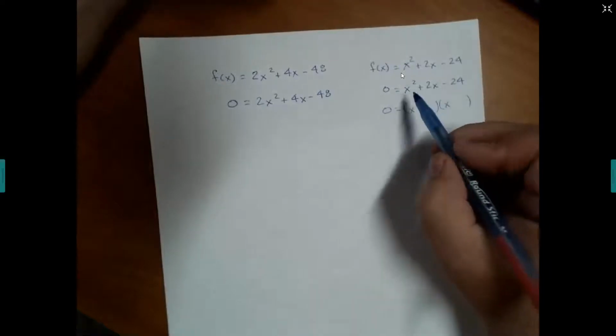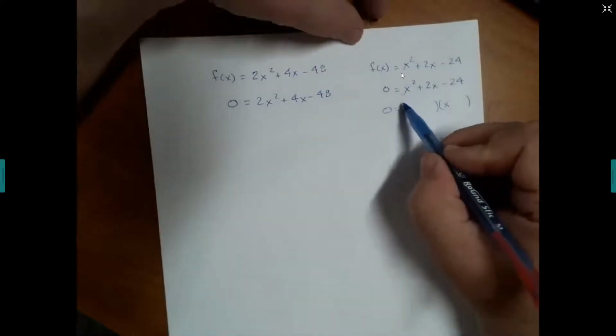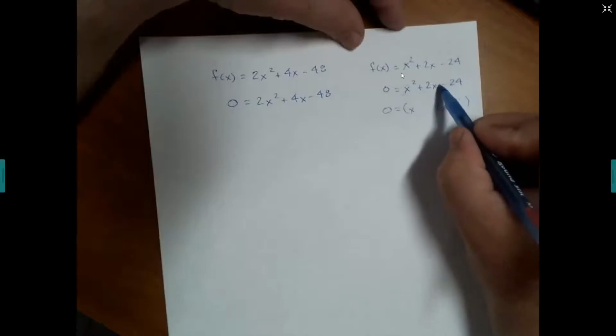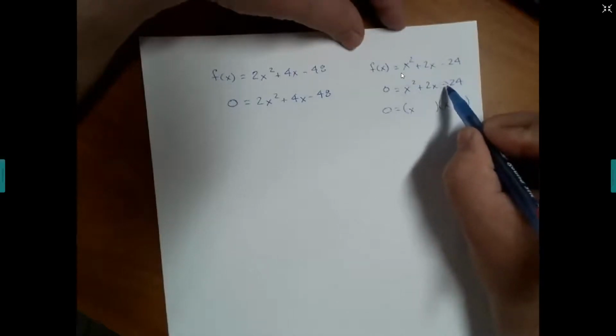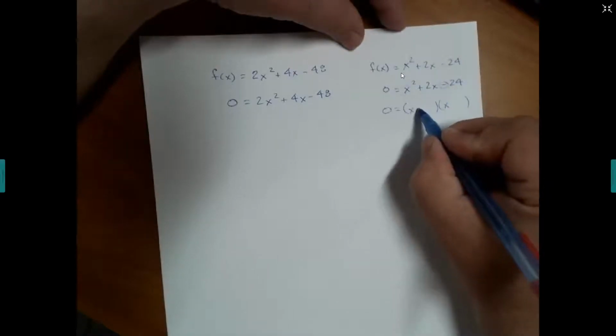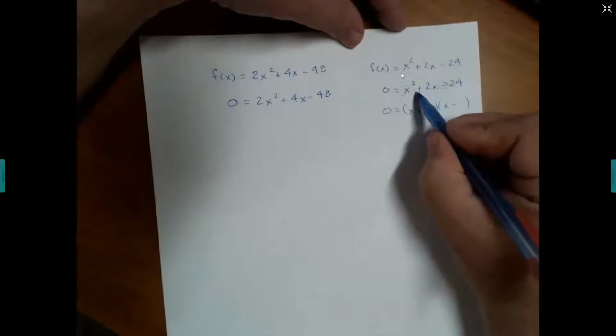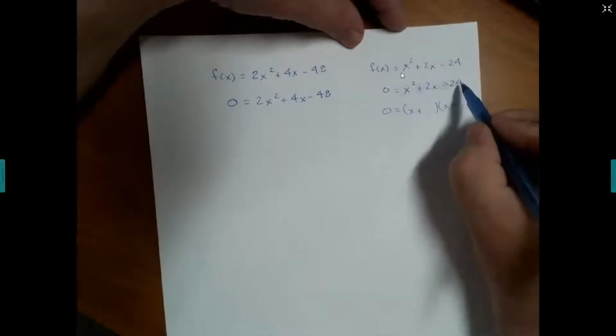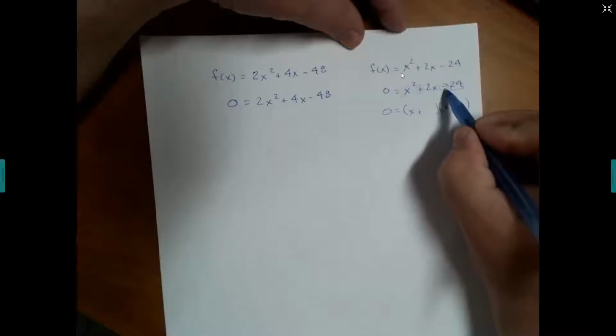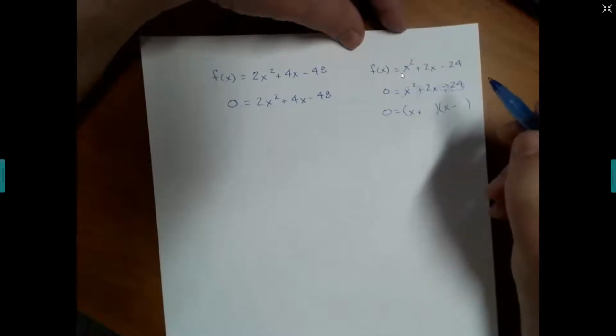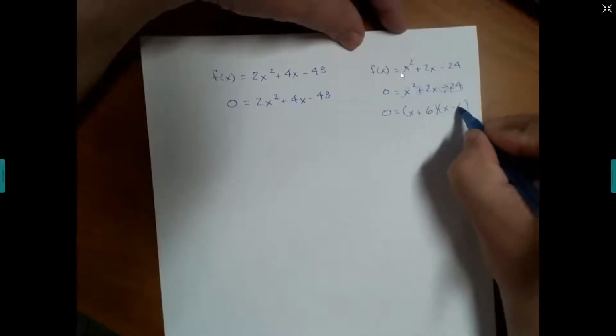Remember, look at the first term. The second step is look at the second sign. If it's negative, it tells us what? Opposite signs. One's positive, one's negative. And the bigger number is going to be positive. So what times what's 24? When you subtract them, you get 2. 6 times 4. So 6 and 4.